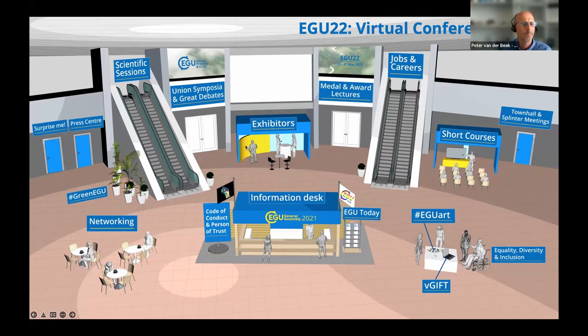And there will similarly be possibilities for online networking, for visiting some of the artists in residence, for visiting the short courses, town halls, splinter meetings, jobs and career center, etc. So basically, pretty much the whole spectrum of activities that are available on site will also be available online for the virtual participants.